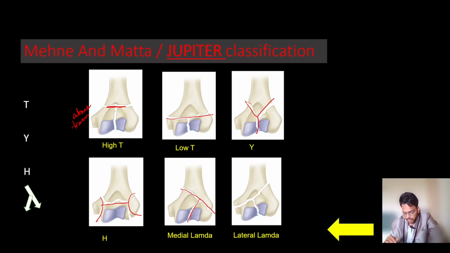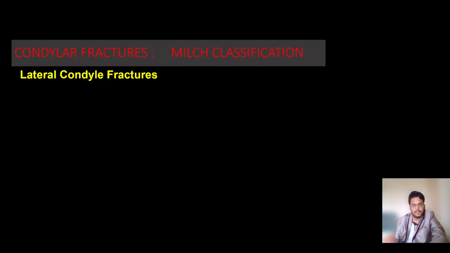And if the metaphyseal fracture is going through the capitulum and through the transtrochlear groove, it is lateral lambda. Okay, this is as simple as such. This is the Jupiter, Mehne and Mehta classification system. Next are the condylar fractures, given by the Milch classification system.